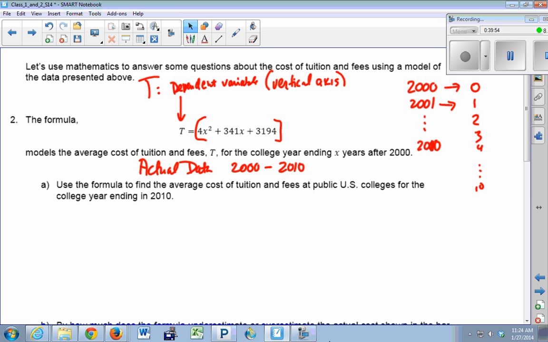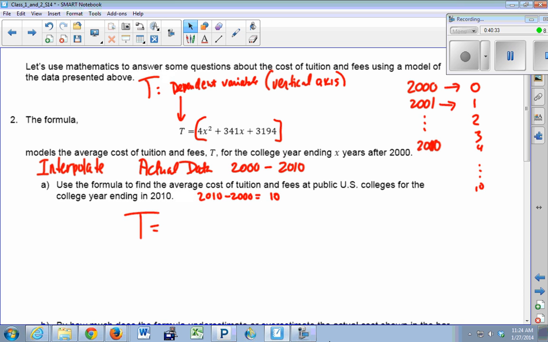So anytime you use a model to find an estimate, and you're using a value of X that's part of your actual data set, it's called interpolate. So we're going to interpolate right now because I want you to use this model to find the average cost of tuition and fees for the year ending in 2010. Even though we know what it is, let's see how good our model estimates it. So first of all, you need to know what to plug in for X here. What are we going to plug in for X? 10, because 2010 take away 2000 tells us that it's 10 years after 2000.